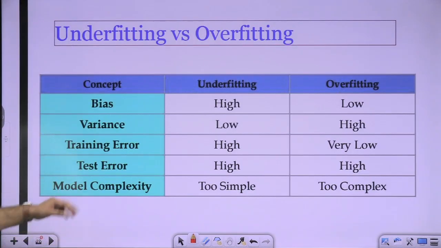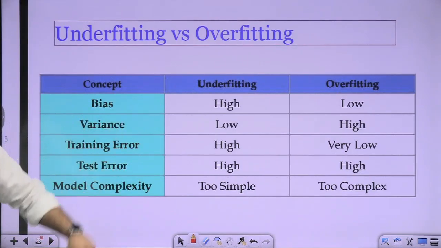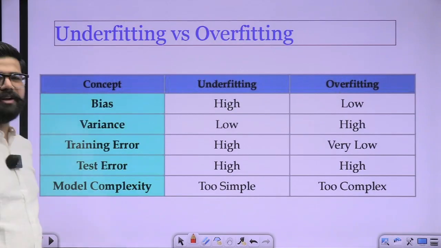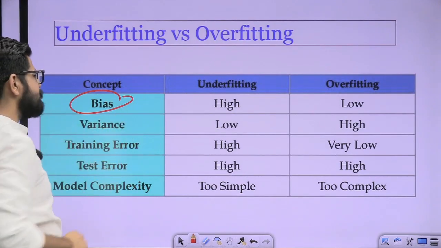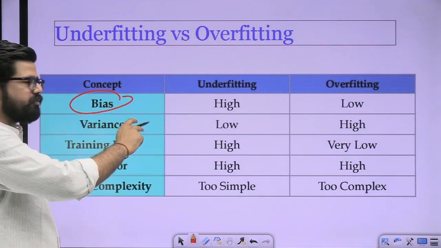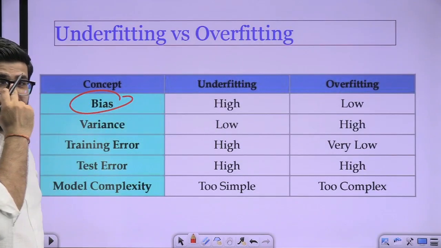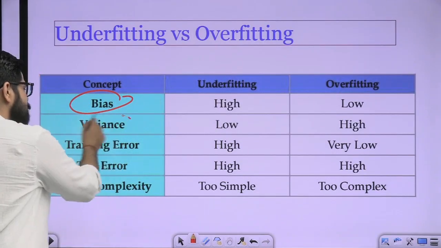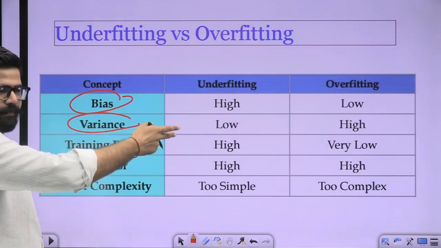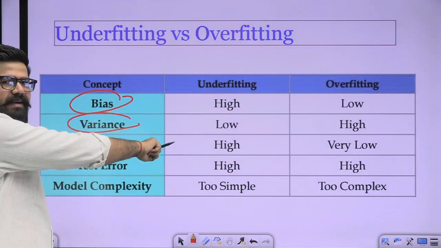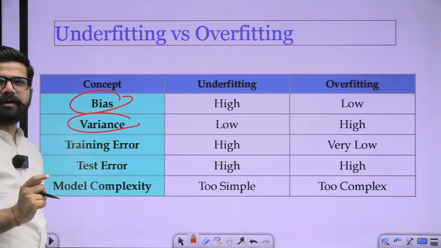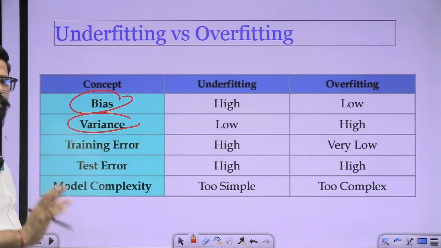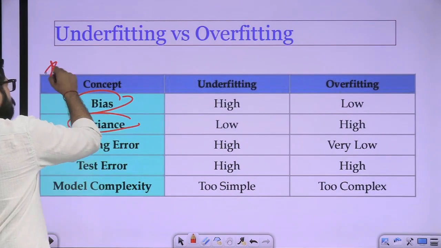There is a basic underfitting and overfitting difference table we have provided here. For bias, in the case of underfitting it is high, and in the case of overfitting bias is low. With respect to variance, it is totally opposite: if it is underfitting, then it is low, and if it is overfitting, then it is high. This is asked multiple times in interviews. Most of the time, you must remember this important table.